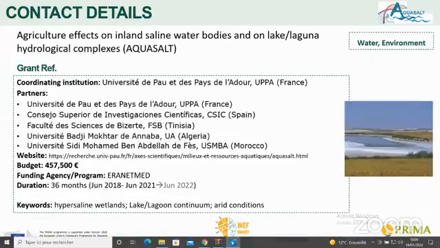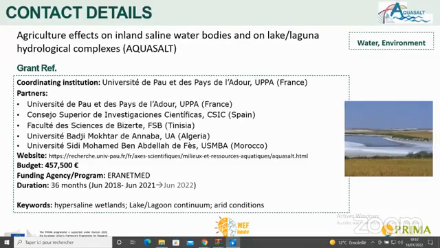So I will present a project entitled Agriculture Effect on Inland Saline Water Bodies and on Lake Laguna Ecological Complexes, Aquasalt. The project is coordinated by Université de Pau et des Pays de l'Adour from France, bringing together partners including Consejo Superior de Investigaciones Científicas from Spain, Faculté des Sciences de Bizerte de Tunisia, Université Badji Mokhtar de Annaba from Algeria, and our University Sidi Mohammed bin Abdullah de Fez, Morocco.